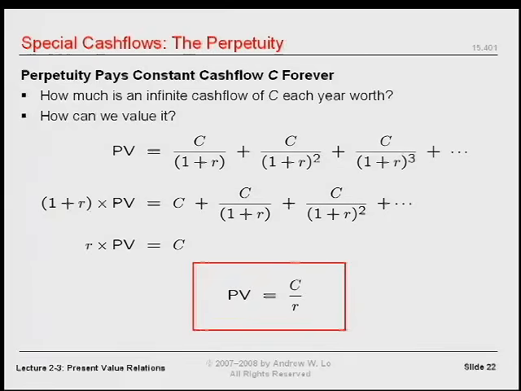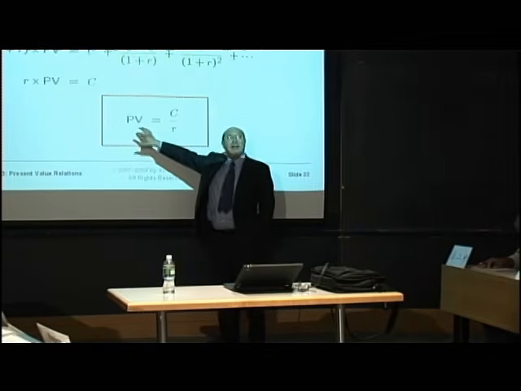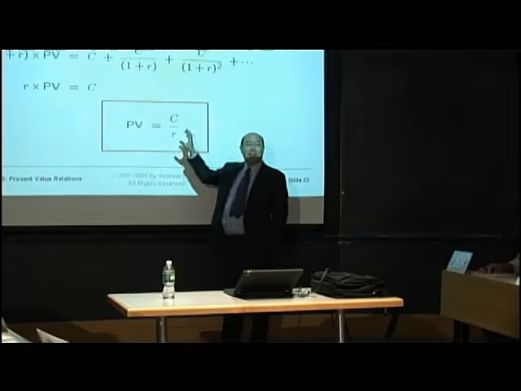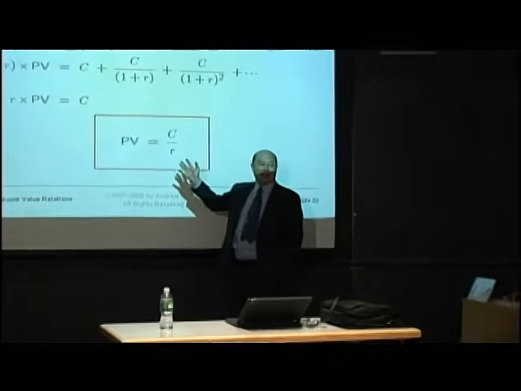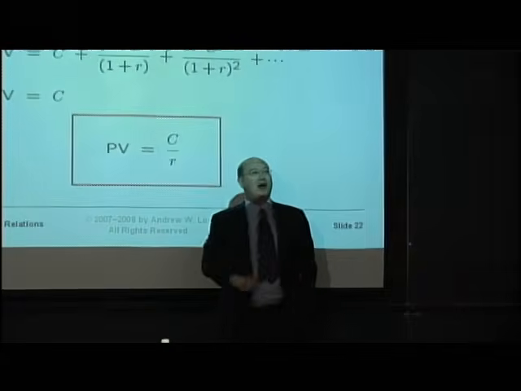And those of you who were on your high school math team, you'll know that a quick and dirty way of summing that infinite sequence is basically to multiply both sides by 1 plus R. And you'll notice that when you do that, you get this series back again, but with an extra C. And when you do the subtraction and division, you end up with this incredibly simple formula that says that the present value of this claim that pays C forever is not infinite. In fact, it's quite finite. It's C divided by R.